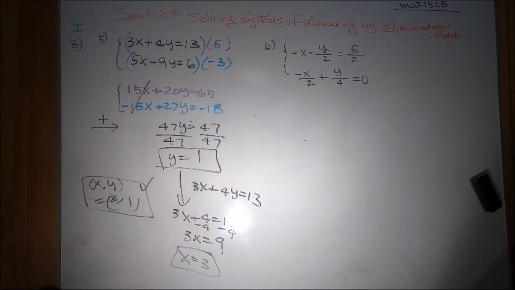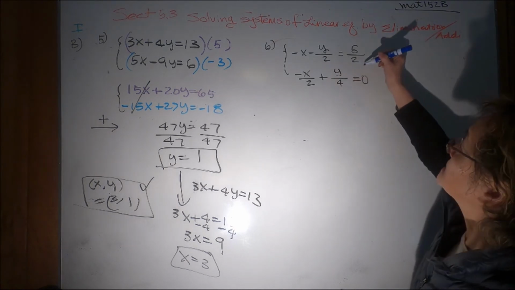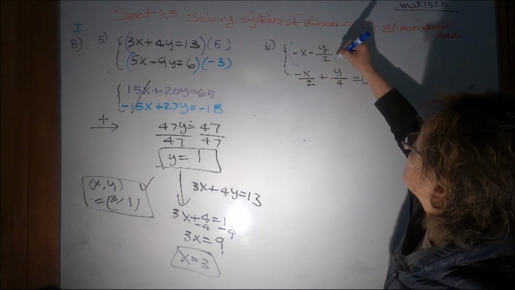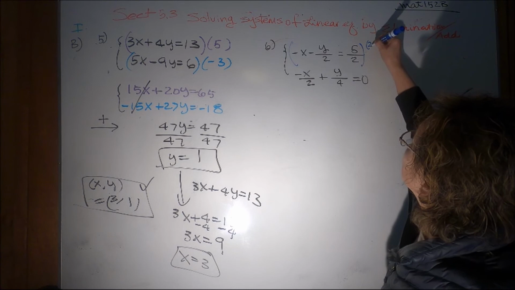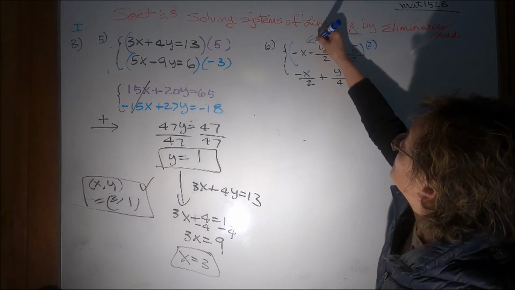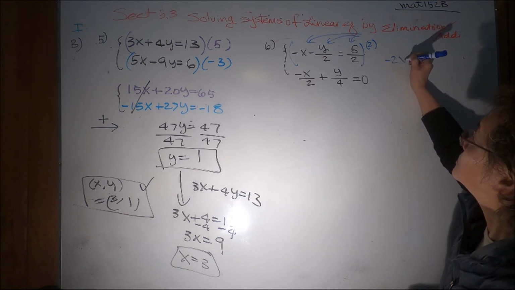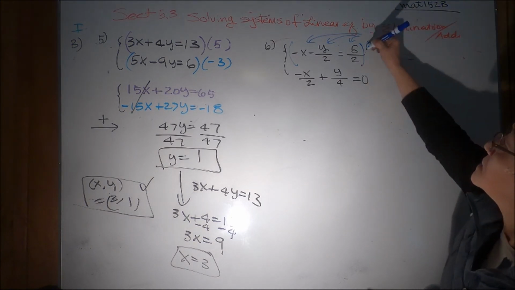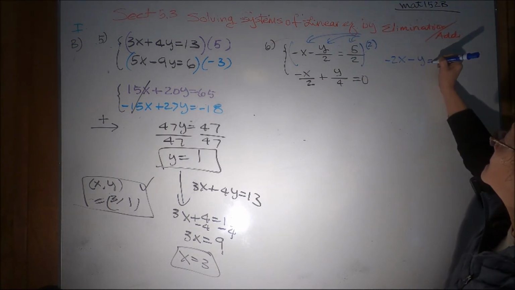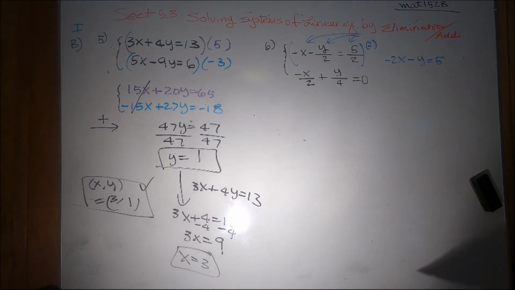By multiplying by the LCD. Okay, so what's the LCD for this one? 1, 2, 2. So you multiply everything by 2. What do we have? Negative 2x minus, those cancel out, minus 1 equals 5. Is that right?